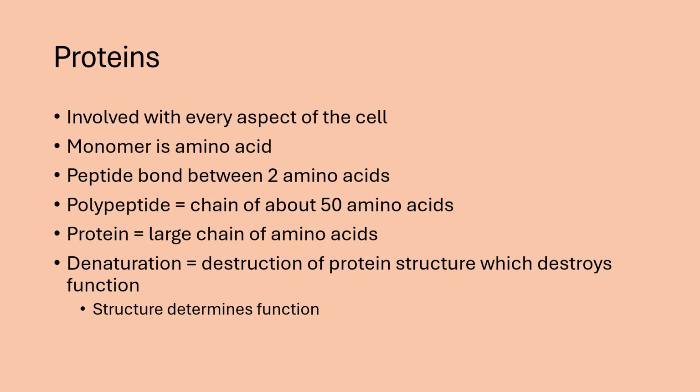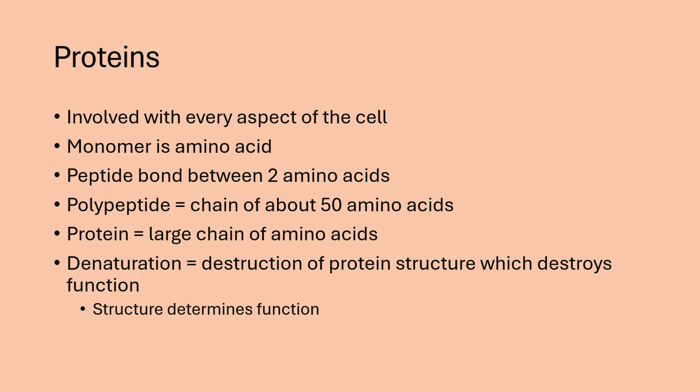So you have your carbohydrates, you have your lipids, and now you have your proteins. Proteins, as I said, are involved with everything that's going on in the cell. The monomer, the building block, is an amino acid. There are 20 different amino acids. Some of these are found naturally, some you make, some you have to get in your diet.